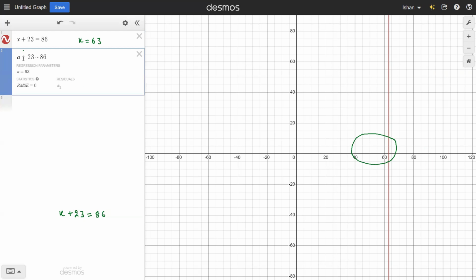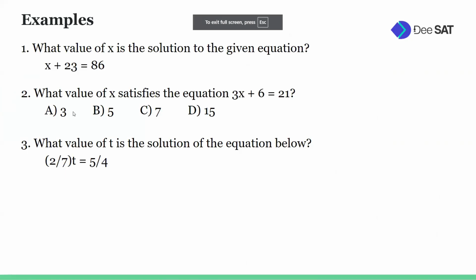The value is being displayed in this particular time over here. That is a equals to 63, just below that. I hope this is clear to everyone. Now, let's move forward to the next example.